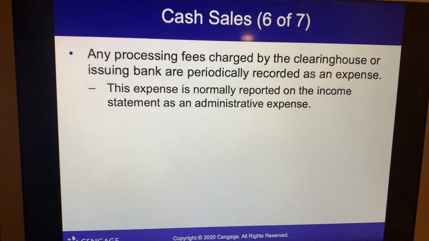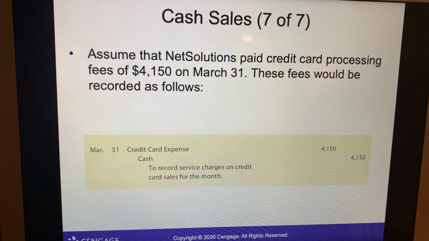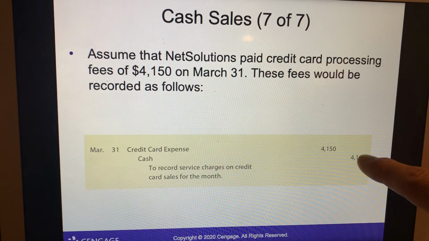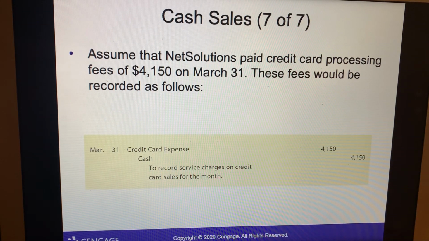This expense is normally reported on the income statement as an administrative expense. So here it is. Assuming that Net Solutions paid credit card processing fees of $4,150 on March 31, these fees would be recorded as follows. Credit card expense $4,150, and that comes from cash. So our cash is decreasing, and that is going to expenses.